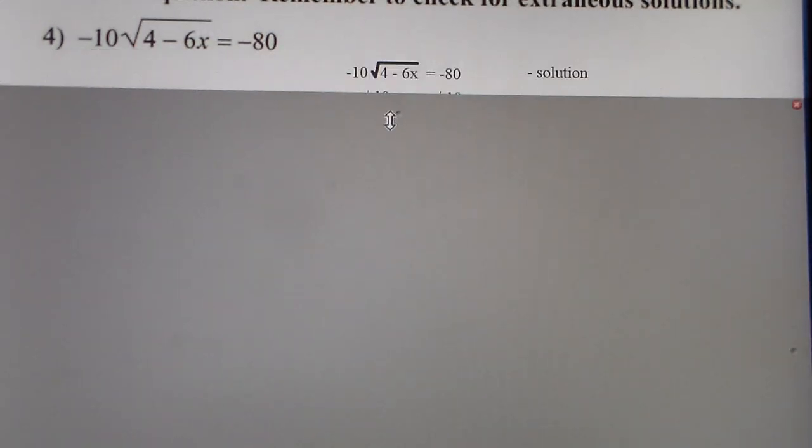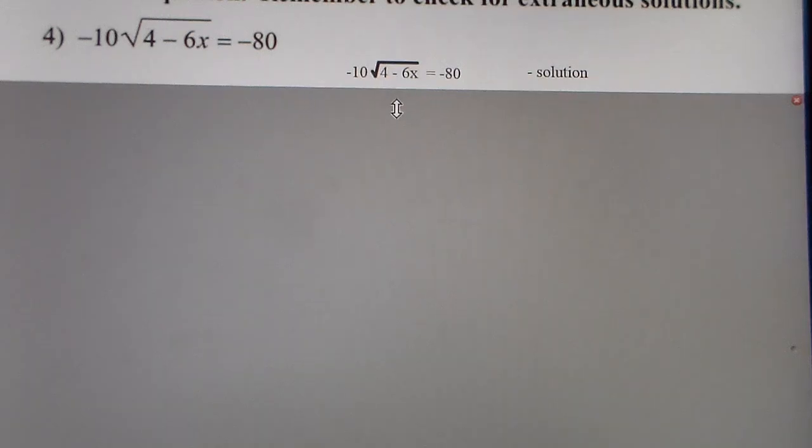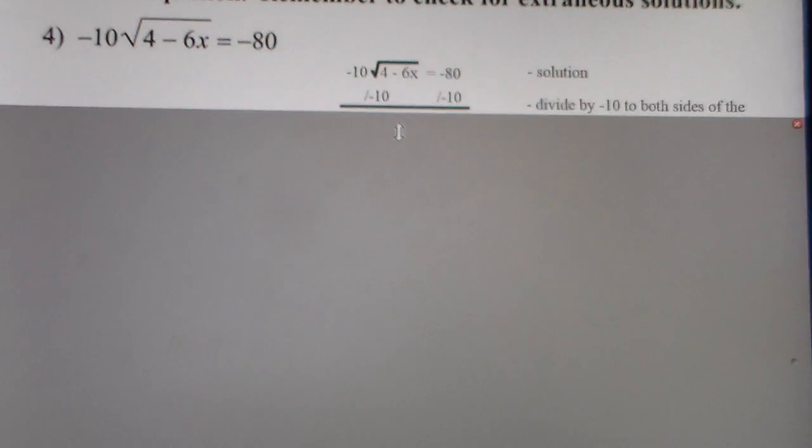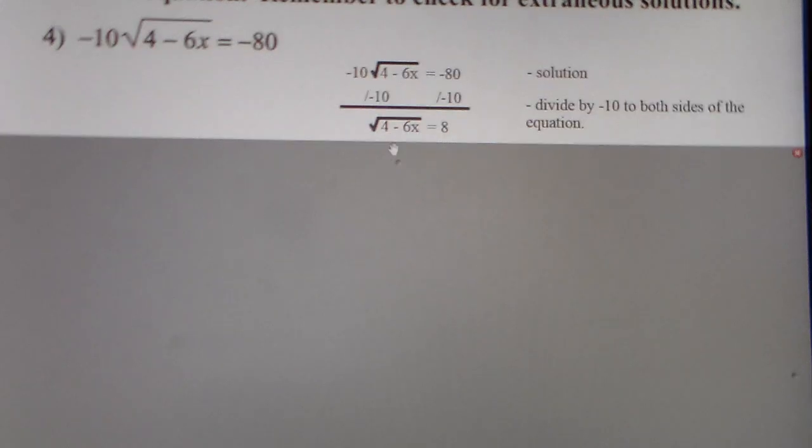Here's number 4. We have negative 10 times the radical of 4 minus 6x equals negative 80. We first have to divide both sides by negative 10, because we have to get this radical all by itself before we can take apart the radical. Now that this radical is all by itself, we have the radical of 4 minus 6x, meaning we don't have anything on the right hand side of the radical or on the left hand side of the radical. We just have an equals 8.